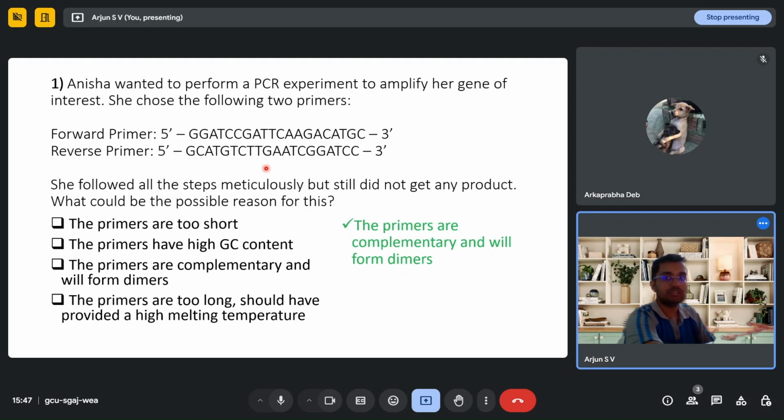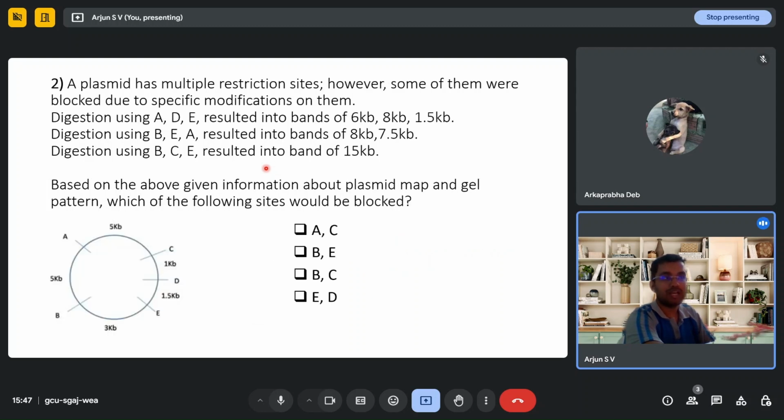I'll move on to explain the next question. A plasmid has multiple restriction sites. However, some of them were blocked due to specific modifications on them. Digestion using ADE resulted in bands of 6 kb, 8 kb, and 1.5 kb. Digestion using BEA resulted in bands of 8 kb and 7.5 kb. Digestion using BCE resulted in a band of 15 kb. Based on the above information about the plasmid map and gel pattern, which of the following sites would be blocked?